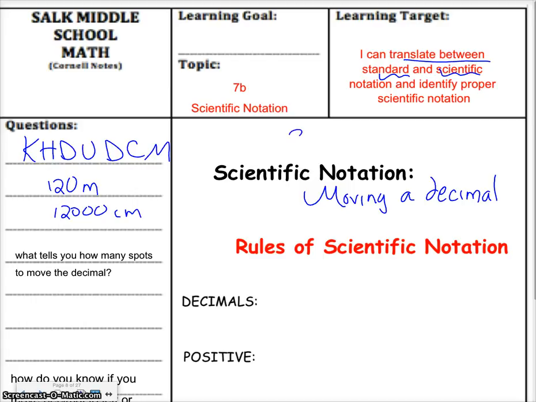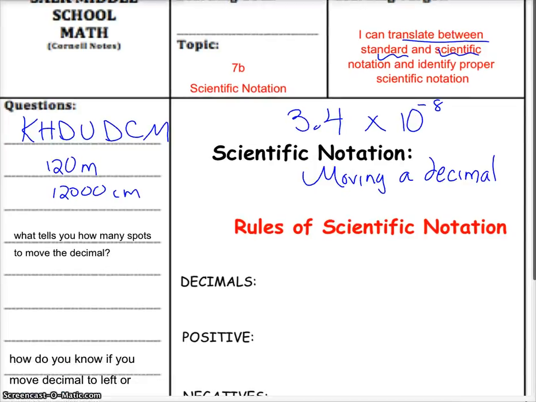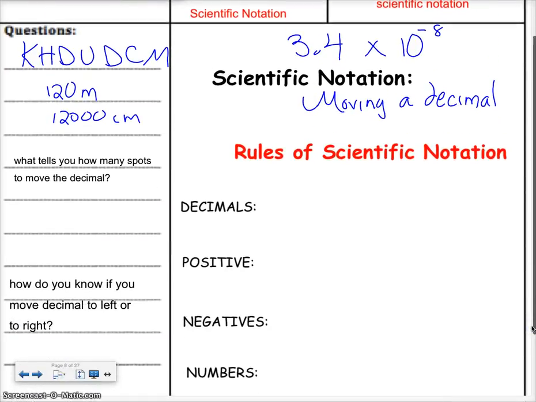It always looks like this. 3.4 times 10 to the -8. Scientific notation is always timesing by some kind of power of 10. And this power of 10 is what tells us how many spots to move. So here's some properties of scientific notation.